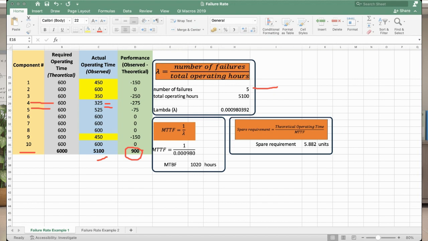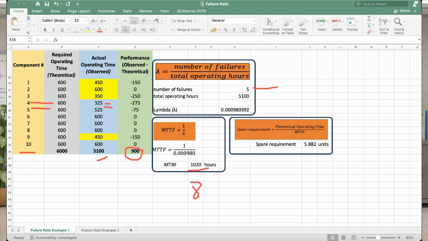And as you see here, performance observed minus theoretical decreased to 900 from 1,820. Now, when we calculate the failure rate with these modifications, the number of failures is the same, 5, but the total operating hours is 5,100. Our lambda decreases to 0.000098. When we take the reciprocal of it to calculate the MTTF, we get 1,020. Do you remember the previous one?